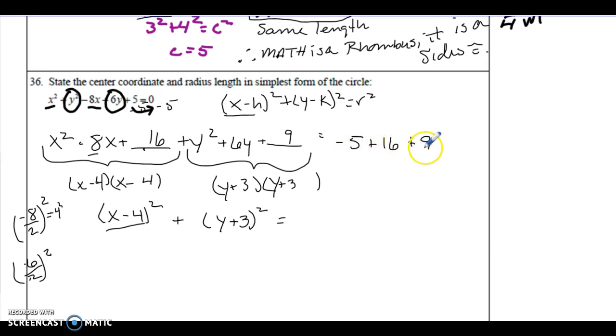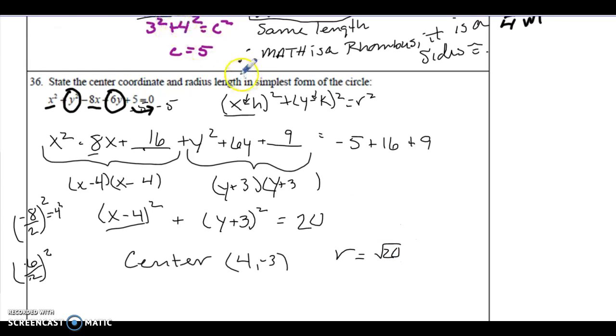Okay, so on the right, I'm going to now add all these together. I have 16 plus 9, which is 25, minus 5, which is 20. Okay, so my center point, remember when you find the center, it's going to be the opposite of the signs that you see in the equation because of these minuses right here. So really to get this to say negative 4, I must have put in a positive 4. And to get this to say positive 3, I must have put in a negative 3. Your radius is the square root of this number, so the square root of 20.